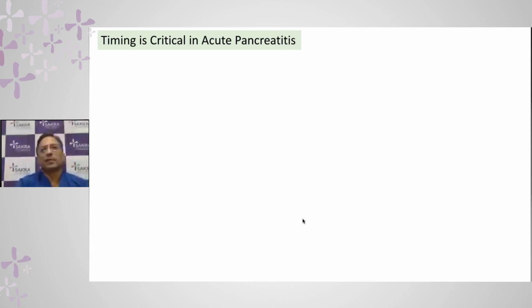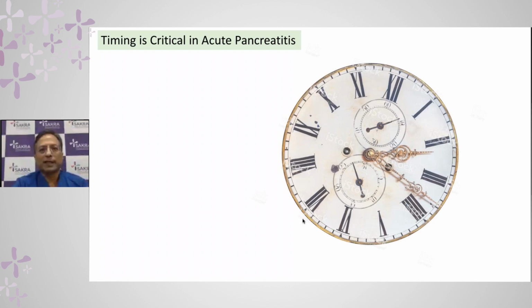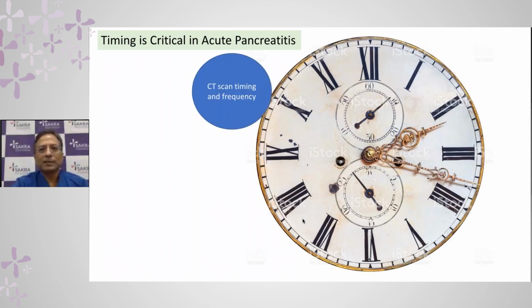The other important thing about acute pancreatitis is the timing. Everything is about timing in acute pancreatitis. So let's see what all things are related to timing. One general thing we do in acute pancreatitis is immediately ask for a CT scan. Now, it is very important to understand the time of the CT scan, and I'll talk about this a little bit. Indiscriminate use of CT scan is detrimental for the patient and increases cost.